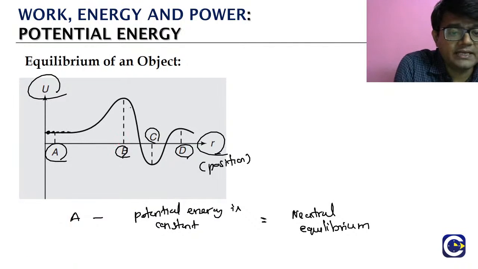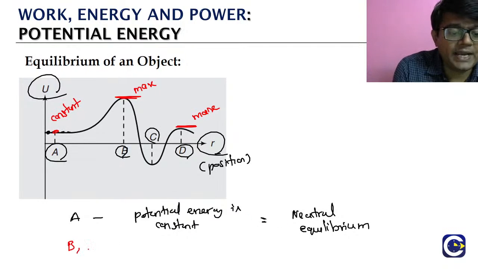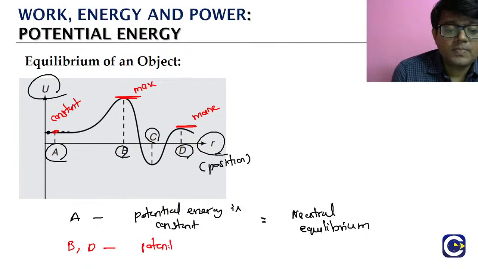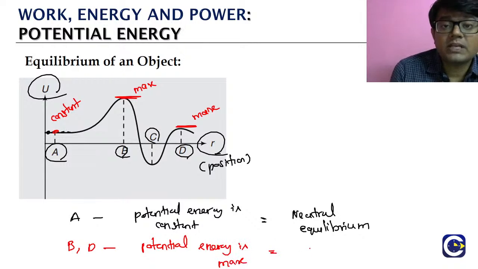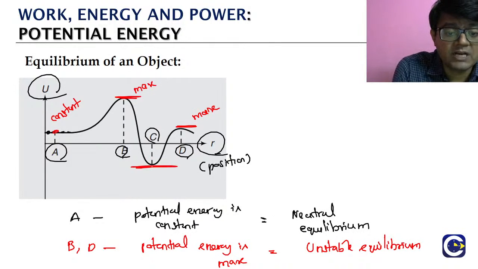Where is point B, and where is point D? The potential energy is reaching its maximum. At point A it is a constant value, so it is neutral equilibrium. At points B and D, the potential energy is maximum. When the potential energy is maximum, it represents unstable equilibrium. Okay? Now look at point C.